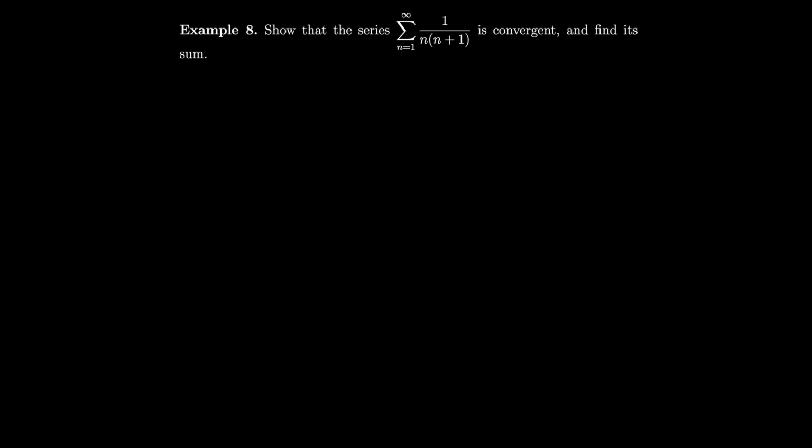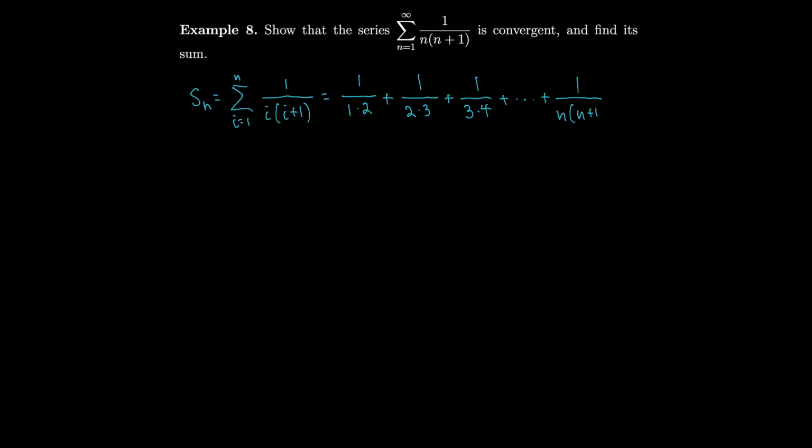Let's now show that the series 1 over n times n plus 1 is convergent and find its sum. So let's look at the partial sums. We've got Sn equal to the partial sum, so we'll stop at n. So we have to use another index i, and it'll be 1 over i times i plus 1. So expanding that out, we get 1 over 1 times 2 plus 1 over 2 times 3 plus 1 over 3 times 4, and so on, until we get to the nth term we stop at for our partial sum, which would just be 1 over n times n plus 1.